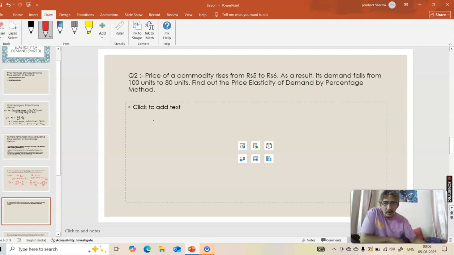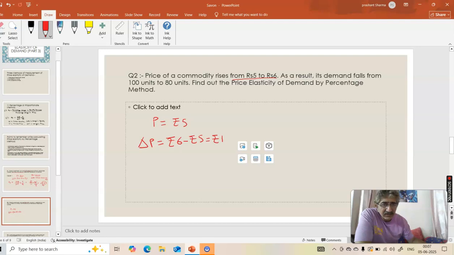Now, question 2. Price of a commodity rises from rupees 5 to rupees 6. That means your original price is rupees 5, and the price has become 6. Orally you can calculate 6 minus 5 is rupee 1, or else I'll do this for you: rupees 6 minus rupees 5 gives you rupee 1. This is the change in price.